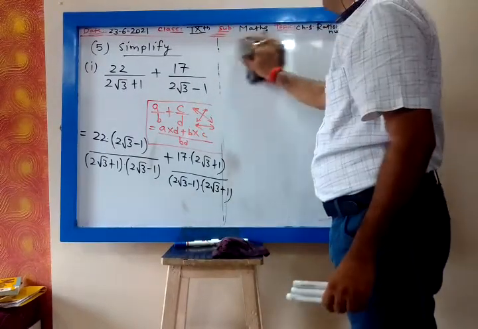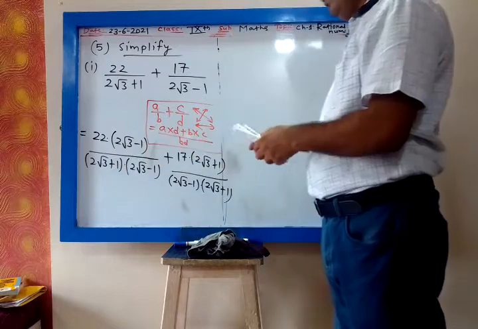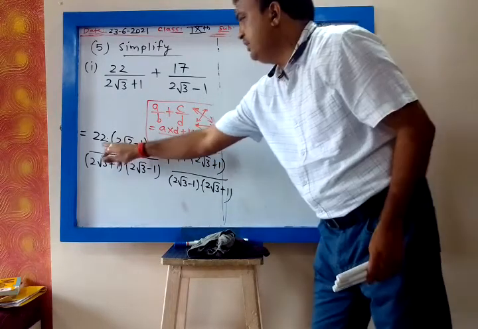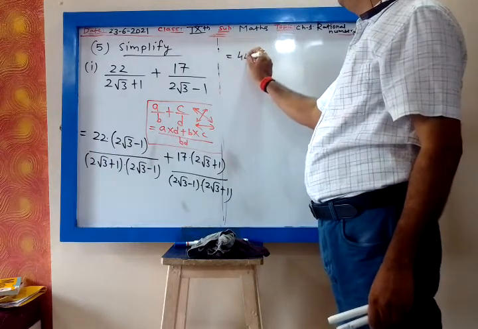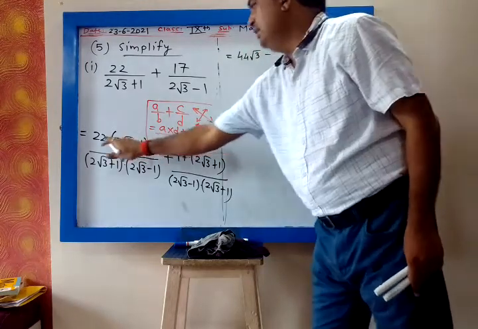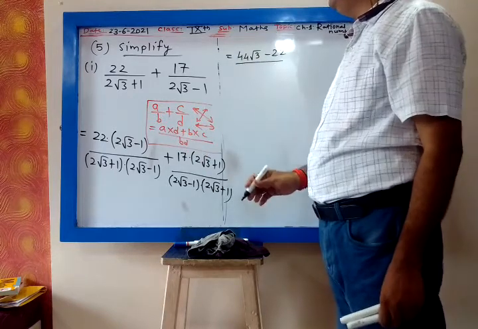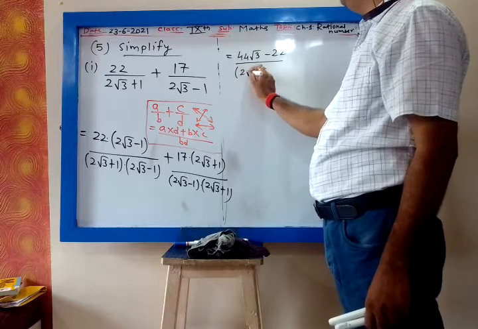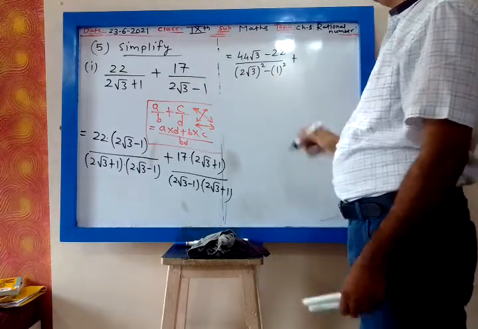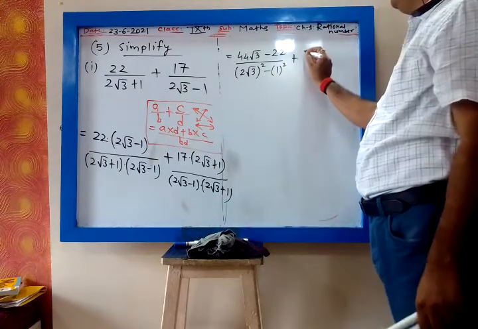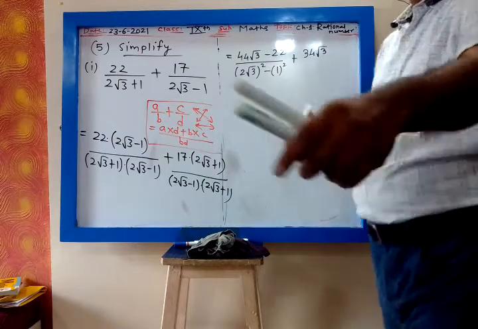Now, open the bracket. That will be 22 into 2 root 3. 22 into 2 is 44. Are you getting? You can multiply 22 with 2. So that will be 44 root 3 minus 22 into 1, 22 upon 2 root 3 plus 1 into 2 root 3 minus 1, that will be a plus b into a minus b, 2 root 3 square minus 1 square, plus 17 into 2 root 3, that will be 34 root 3.